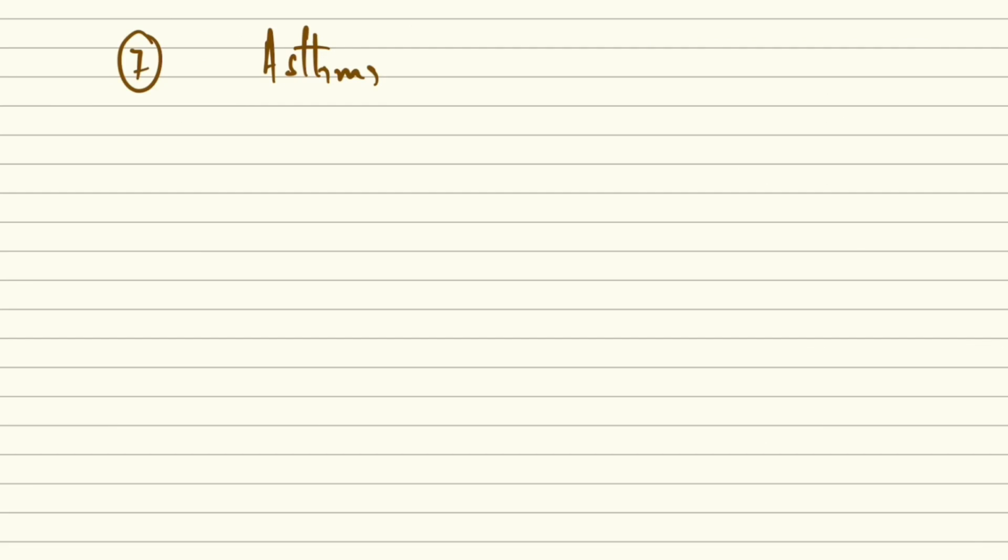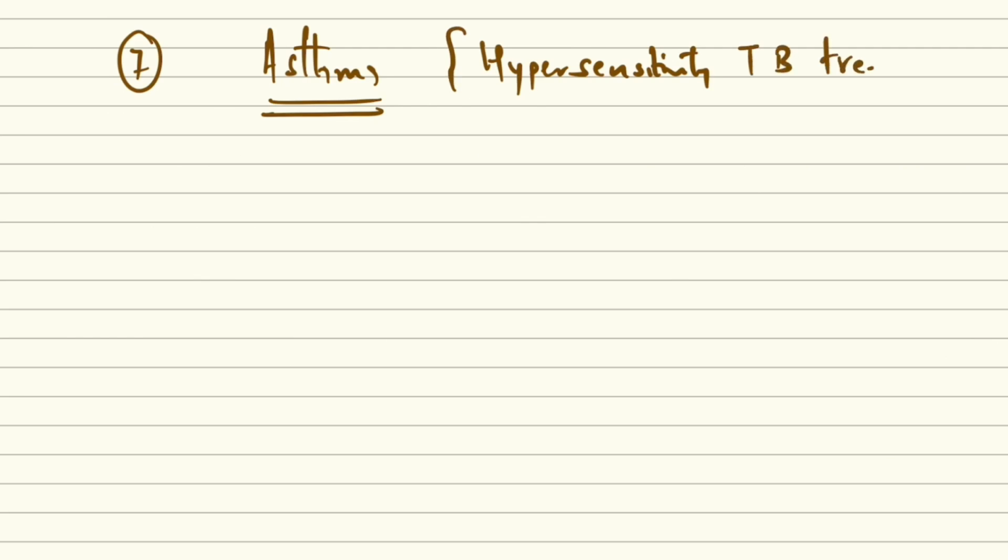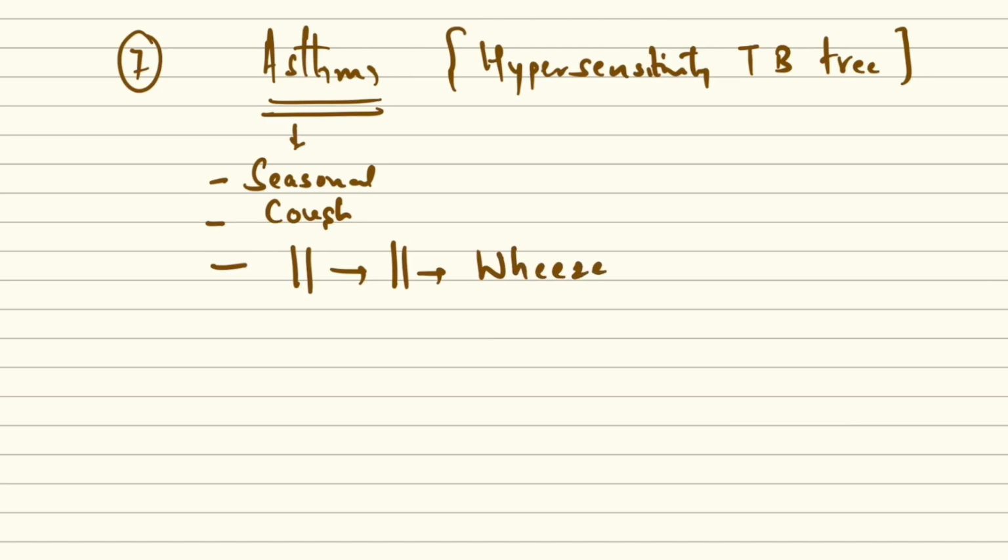One more condition: we know that asthma is a hypersensitivity disorder of our tracheobronchial tree. It is a hypersensitivity of the respiratory tract, and that can cause cough. The patient with asthma usually has seasonal variations, and they can also have cough. Along with cough, their bronchi are very much constricted, because of which they have a lot of wheeze and dyspnea, difficulty breathing, and they are also having allergy and inflammation.